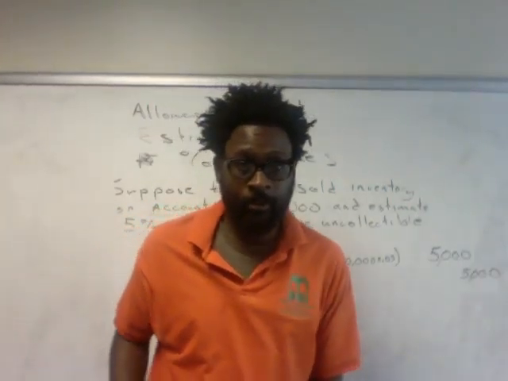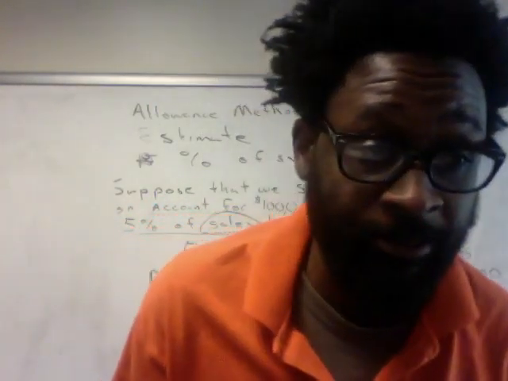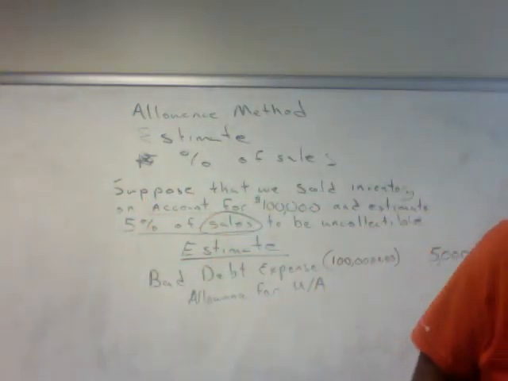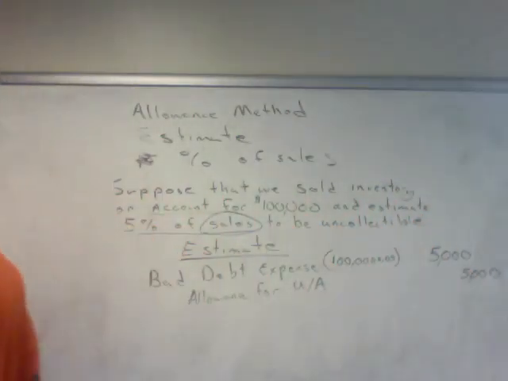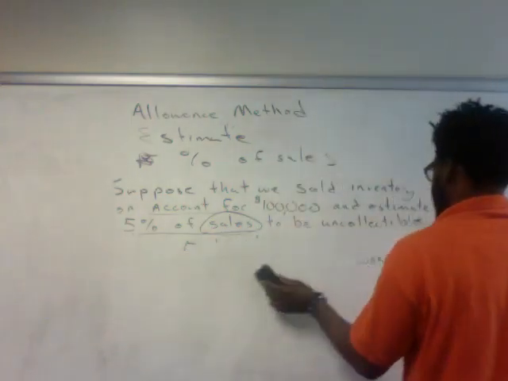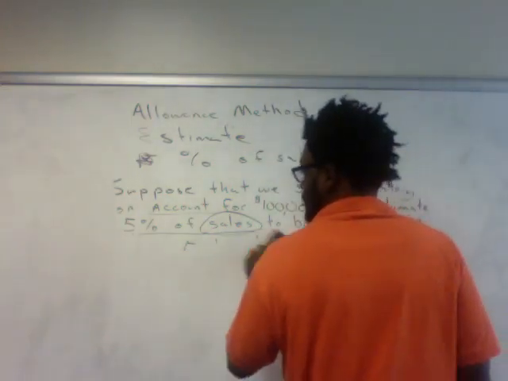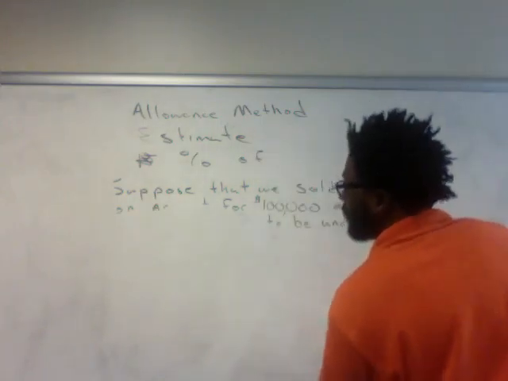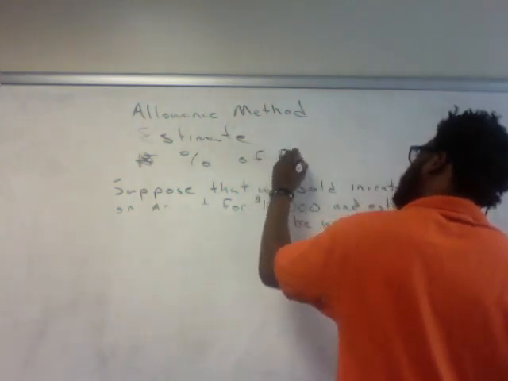We're going to talk about percentage of receivables. We're going to analyze how we could identify our uncollectible accounts based on percentage of receivables. Obviously the main difference in the calculation is that instead of taking a percentage of sales, we're going to take a percent of what? Receivables.